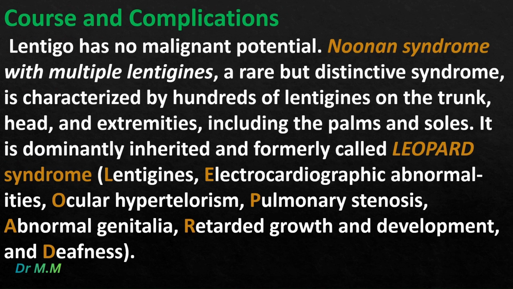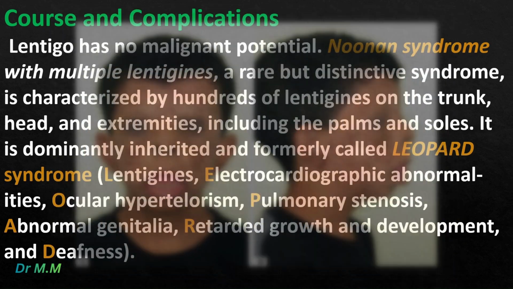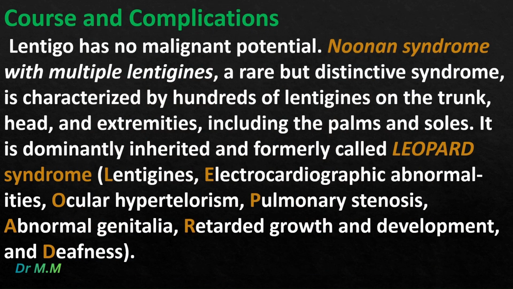Course and complications: lentigo has no malignant potential. Multiple lentigines syndromes are rare, but a distinctive syndrome is characterized by hundreds of lentigines on the trunk, head, and extremities, including the palms and soles. It is dominantly inherited and formally called LEOPARD syndrome, which is the mnemonic of lentigines, electrocardiographic abnormalities, ocular hypertelorism, pulmonary stenosis, abnormal genitalia, retarded growth and development, and deafness.